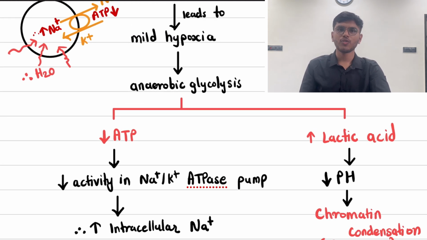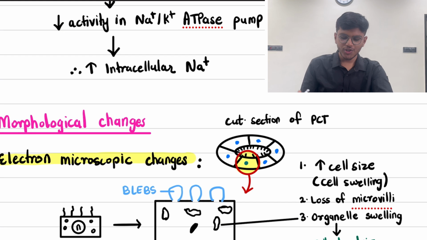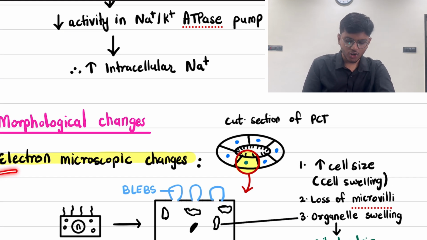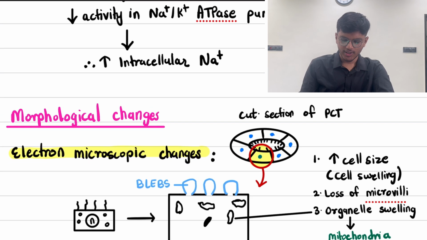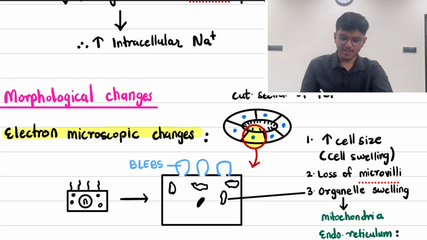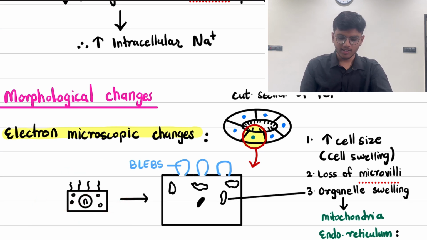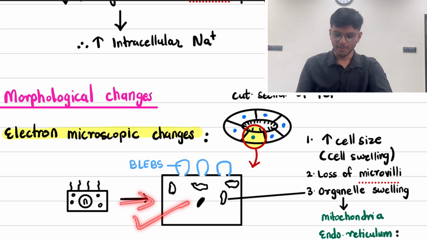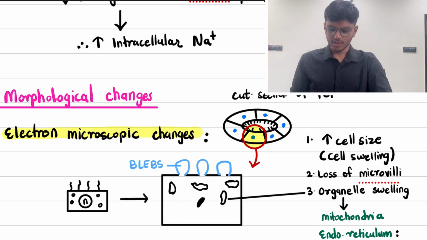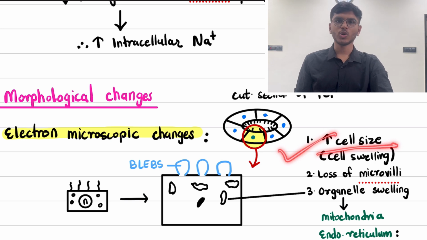Now we will see the morphological changes. In morphological changes, the first is electron microscopic change. In electron microscopic change, this is a normal cell as we can see in the diagram, and this is the cell after getting damage. After damage occurs, the cell size increases. This is known as cell swelling.